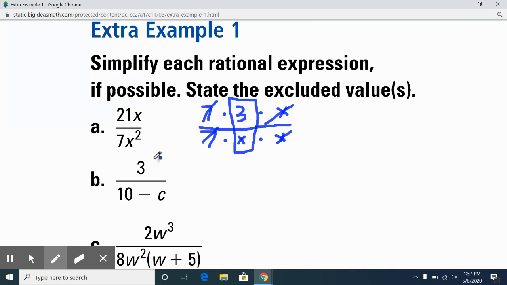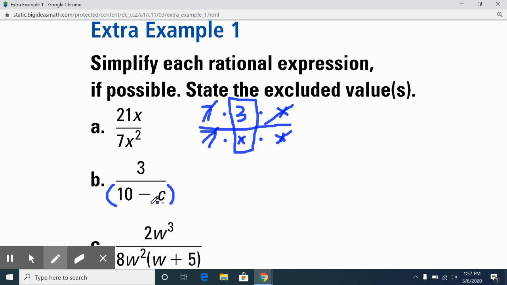Okay, problem B. Hopefully you remember what I told you. Anytime you see an expression that has a plus or a minus sign, we have to picture that expression as if it were in parentheses. And we can't simplify any of those expressions unless it says the exact same thing on the top and bottom. Since the top does not have a 10 minus c, I can't do anything with this. Since there's no 3 on the outside of parentheses here, I can't do anything with this. So problem B, as we can see, it says simplify if possible. Problem B is already simplified.